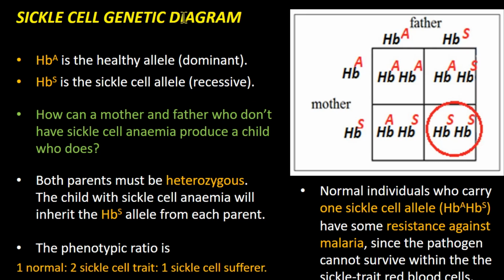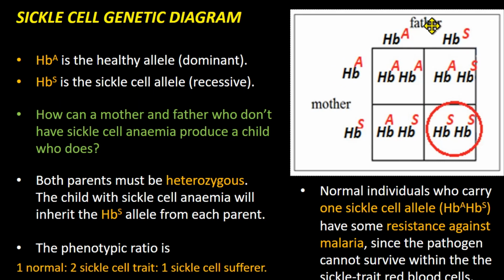Specifically about sickle cell anemia, let's look at a genetic diagram for it. So we have hemoglobin A, and this is the healthy allele, and this is dominant. And we have hemoglobin S, and this is the sickle cell allele, and this is recessive. So the question here is, how can a mother and father who don't have sickle cell anemia produce a child who does have sickle cell anemia? So let's look at the Punnett square here.